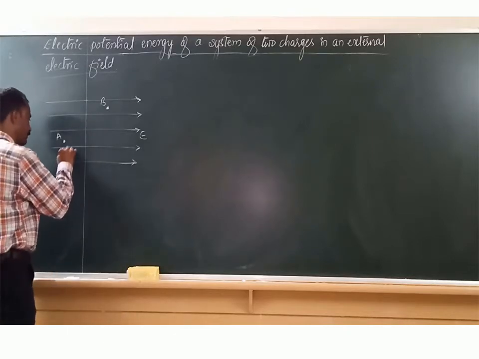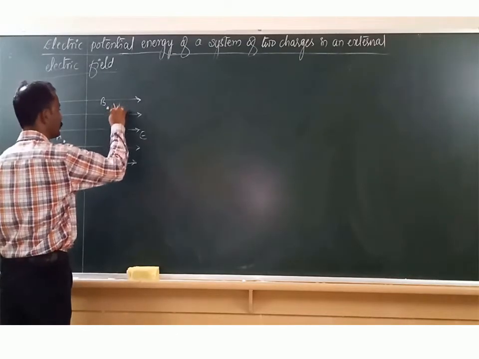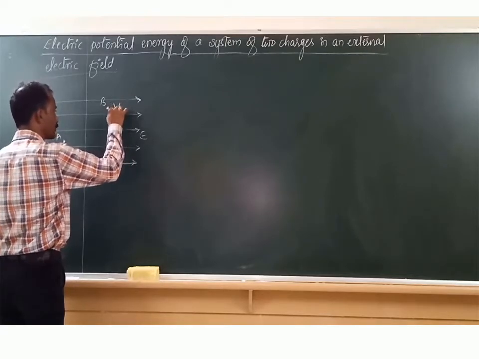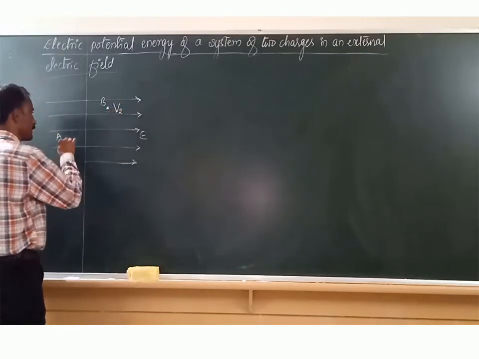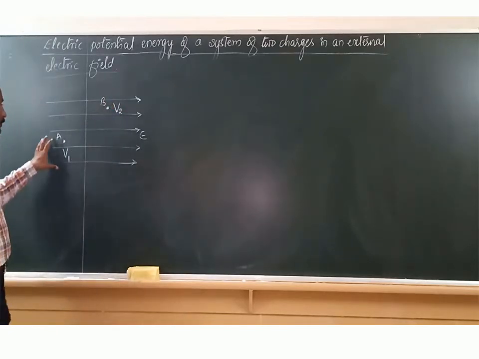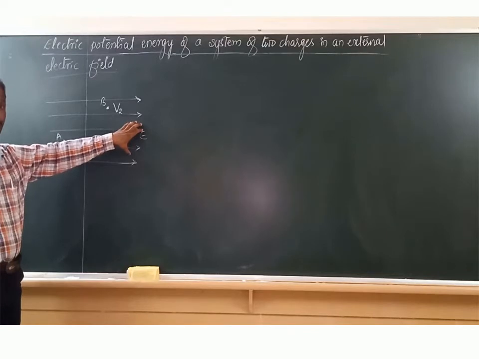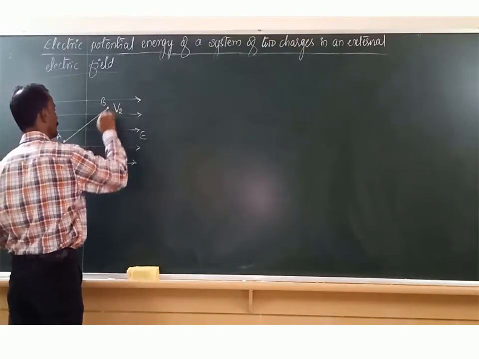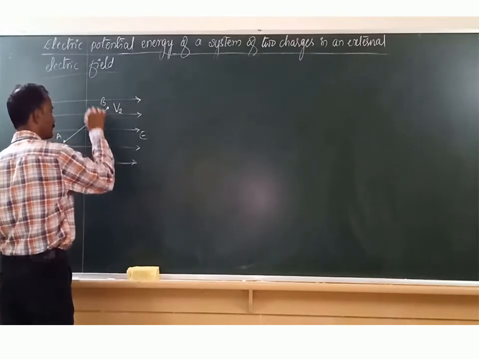Let V1 and V2 be the electric potentials at two points A and B, due to an external electric field, separated by distance R12 or simply R.